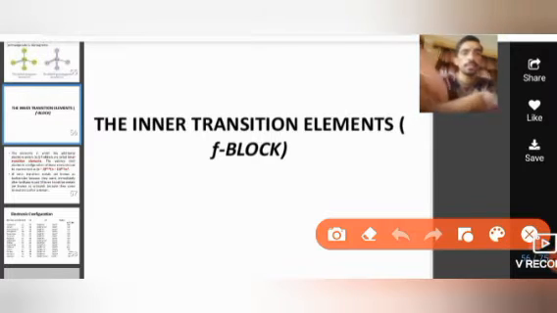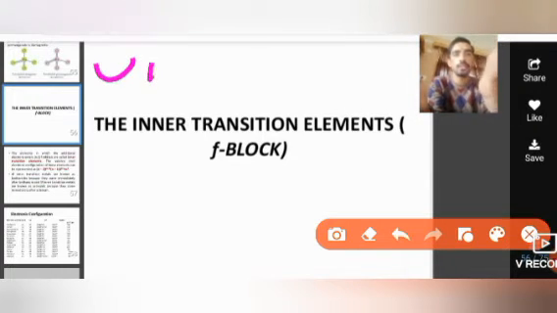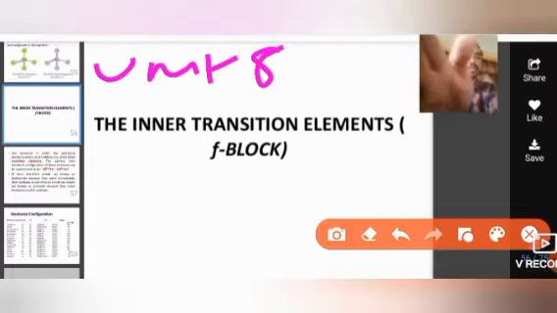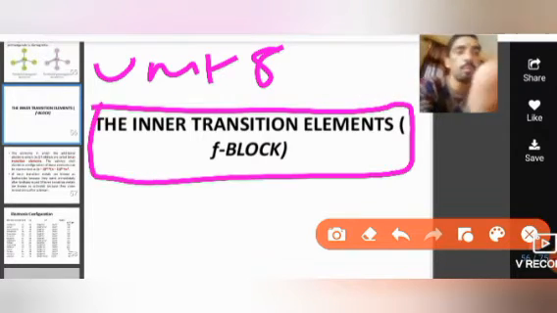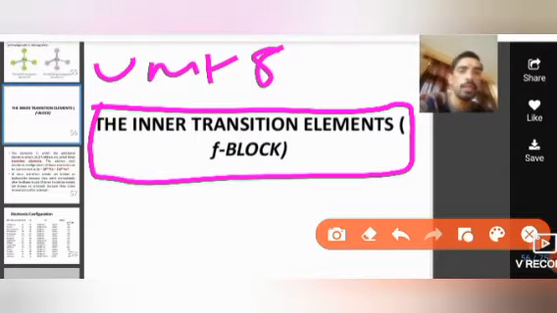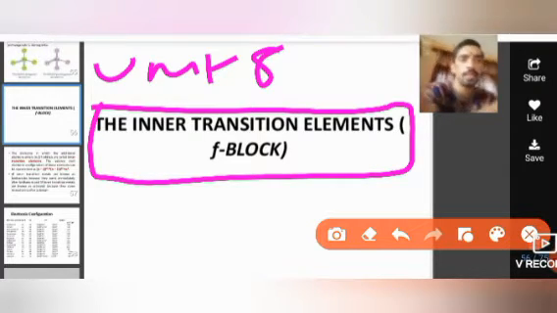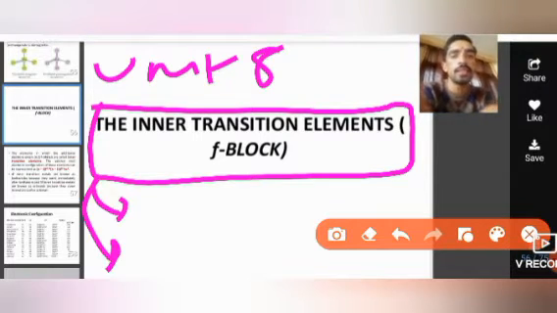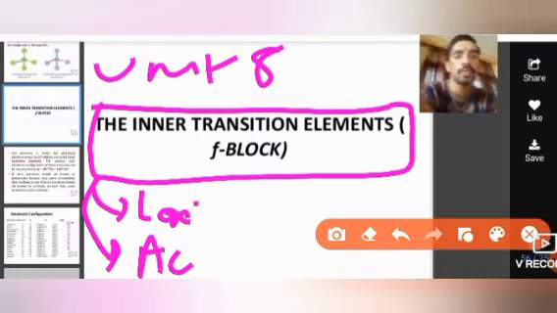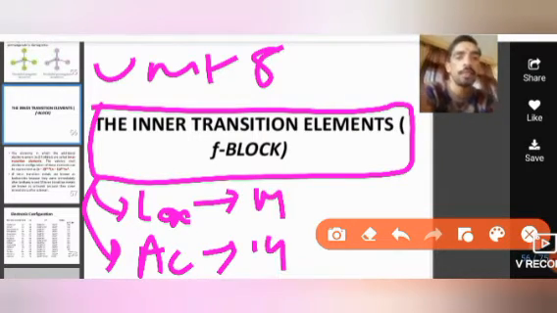As we started F block elements yesterday, which is the second series of unit 8, the chapter name is D and F block elements, in which D block elements we have already done. Now we are doing F block elements. In F block elements also, the lanthanide and actinide series are there, consisting of 14 elements in each series, so total 28 elements.